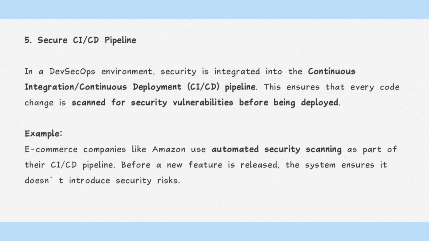5. Secure CI/CD pipeline. In a DevSecOps environment, security is integrated into the continuous integration, continuous deployment, CI/CD pipeline. This ensures that every code change is scanned for security vulnerabilities before being deployed. Example: e-commerce companies like Amazon use automated security scanning as part of their CI/CD pipeline. Before a new feature is released, the system ensures it doesn't introduce security risks.